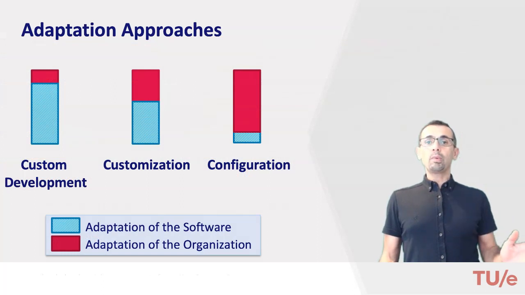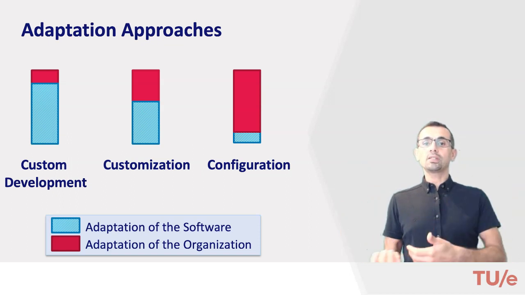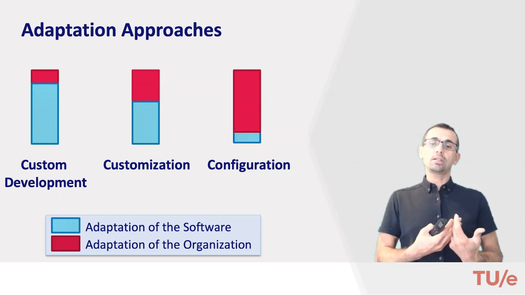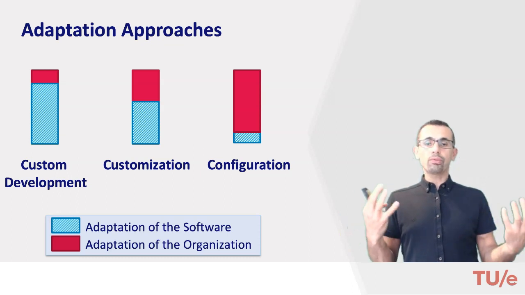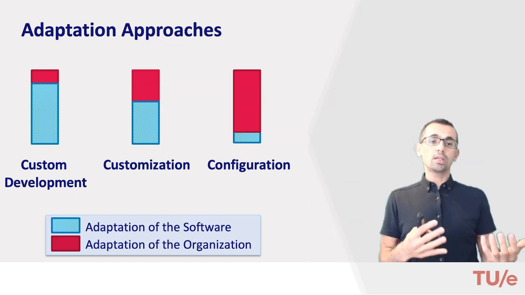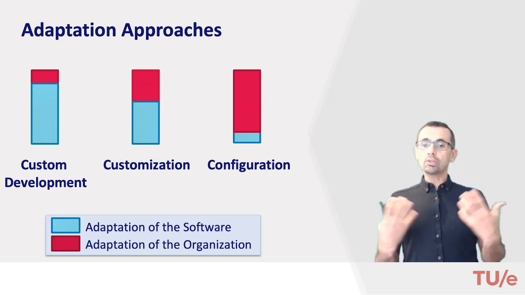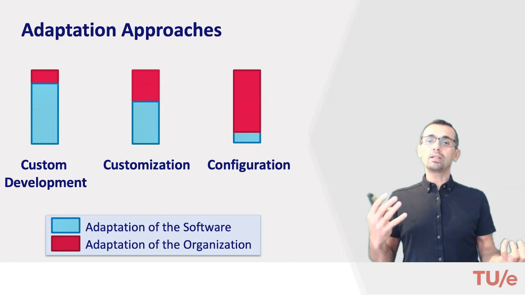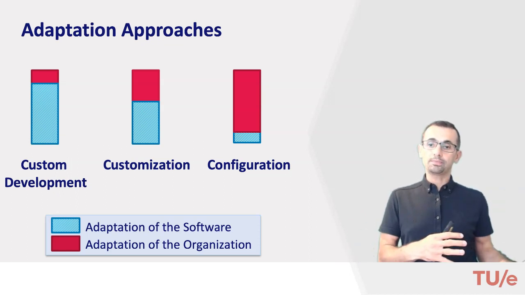An enterprise system implementation is essentially a sort of integration of the enterprise system and the organization. Okay, something has to be adapted. And usually it's both the software system and the organization adapting to each other. So we distinguish the adaptation approach with respect to the level of adaptation that is performed on the enterprise system.